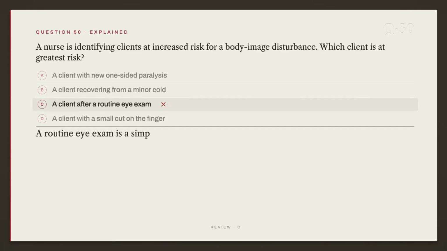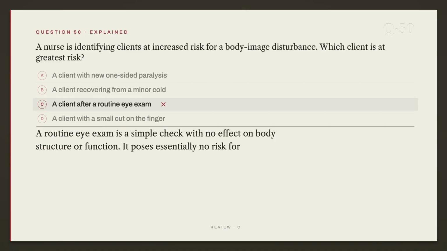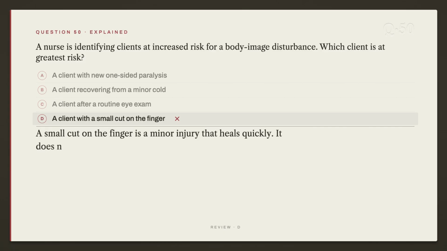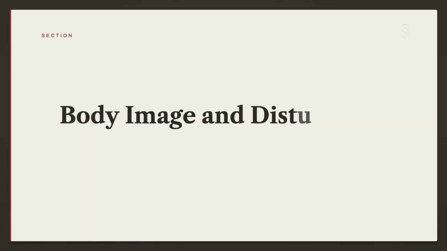C is wrong because a routine eye exam is a simple check with no effect on body structure or function. It poses essentially no risk for a body image disturbance in the client. D is wrong because a small cut on the finger is a minor injury that heals quickly. It does not produce the lasting change in function or appearance that threatens body image.